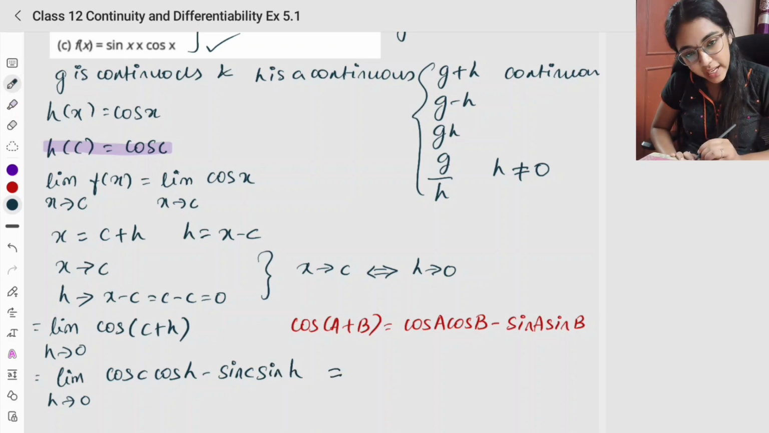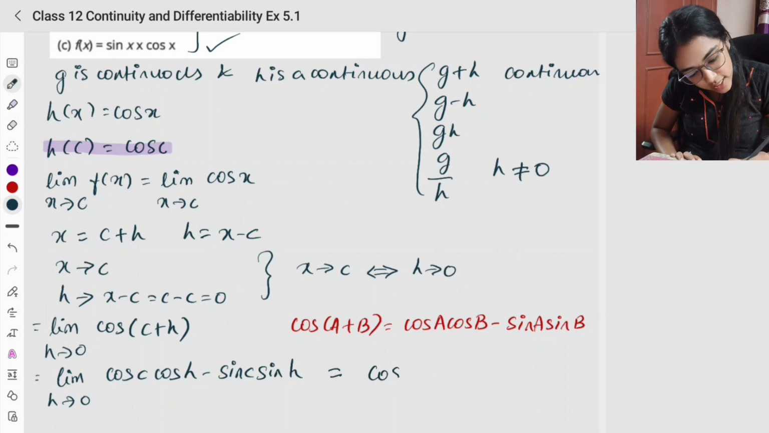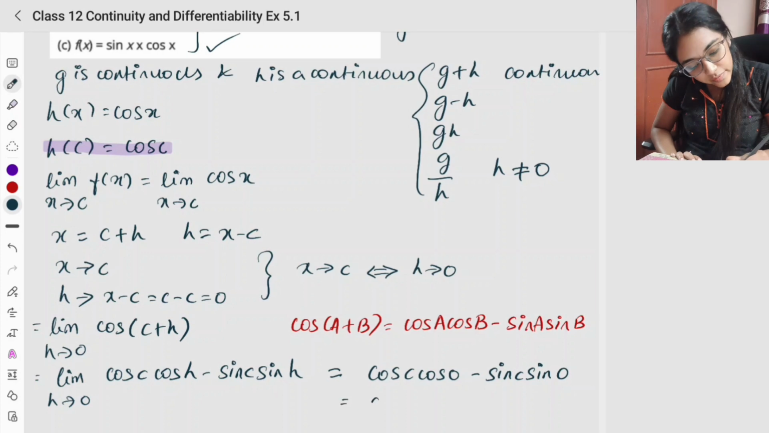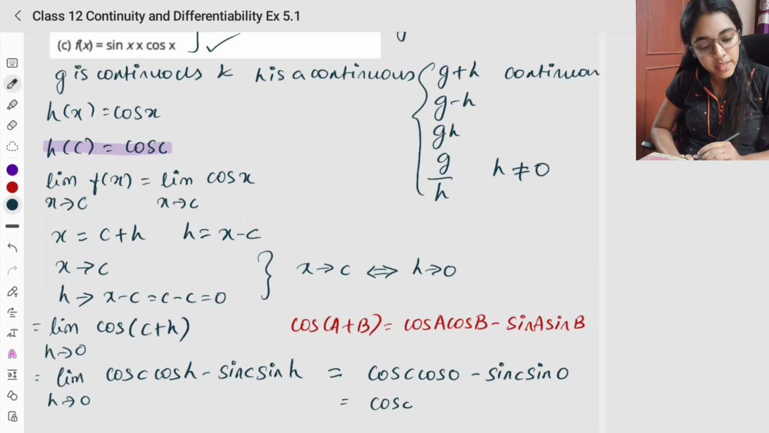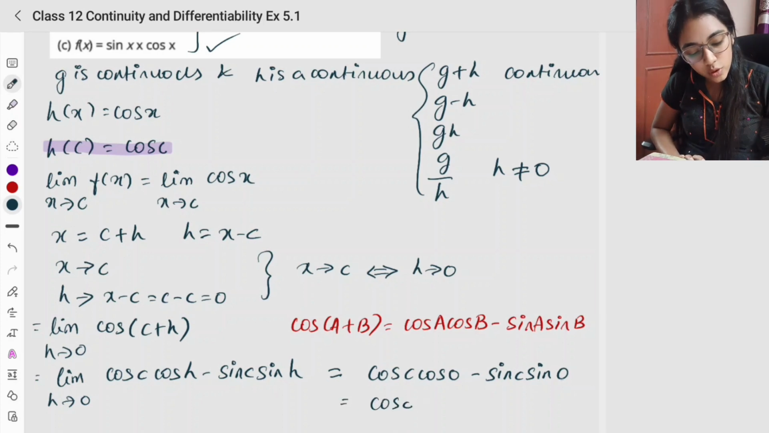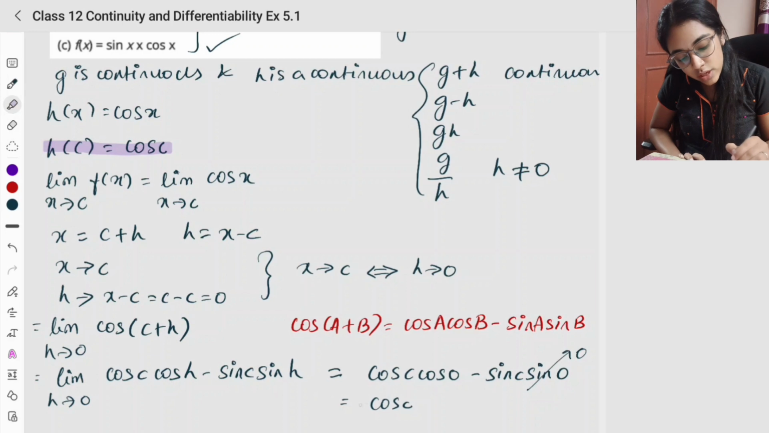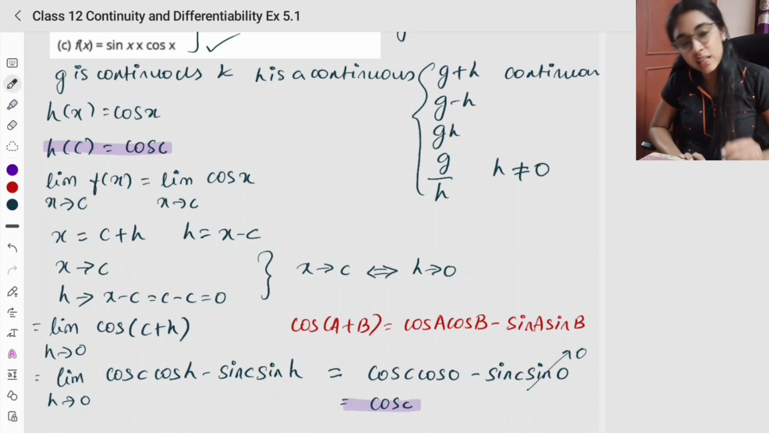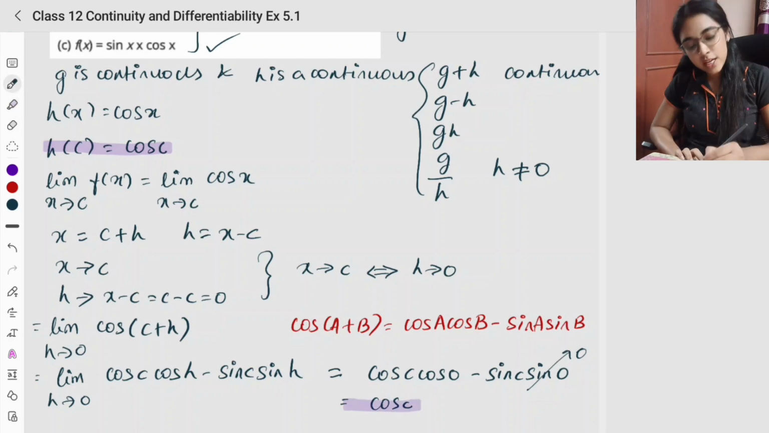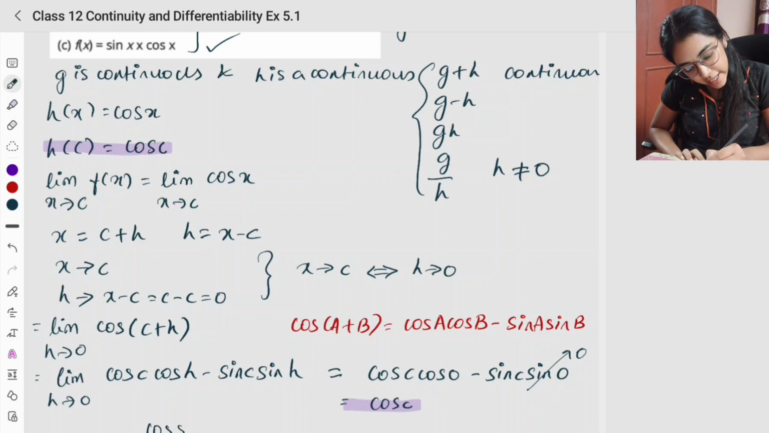When I apply the limit, what will I have? H is 0 pota, I'll have cos c cos 0 minus sin c sin 0. So I have cos c cos 0 is 1 minus sin 0 is a 0. So in the whole term will go off. It will become a 0. So I am getting a cos c. So what do I see? I have cos c ingeyum I have cos c. So I see that the limit and the function is equal. So cos x is a continuous function.